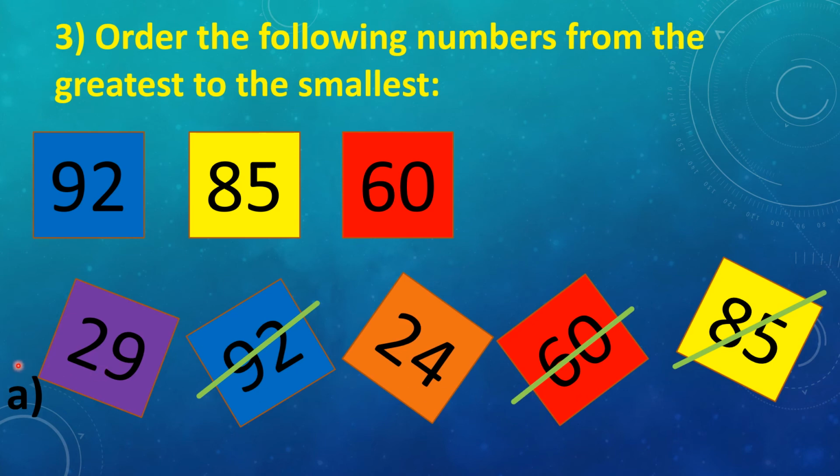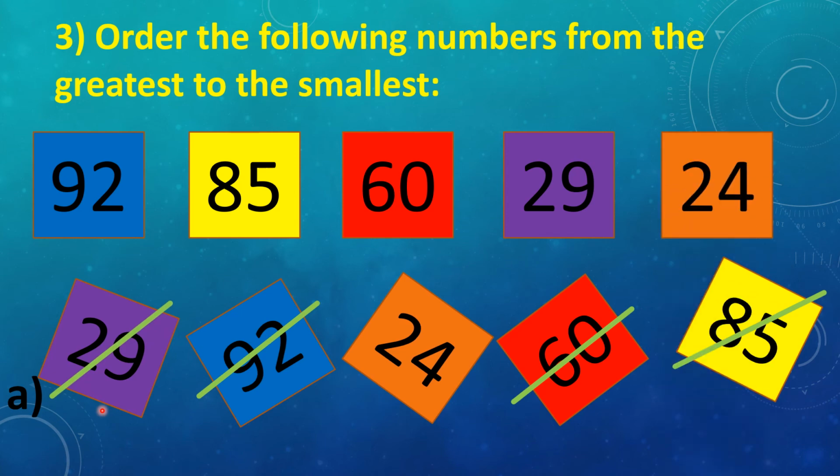Now we have 29 and 24. If we're comparing numbers with the same tens digit, we look at the ones place. Here we have 9 ones and 4 ones. Which is the greatest? The greatest is 29 and then 24.